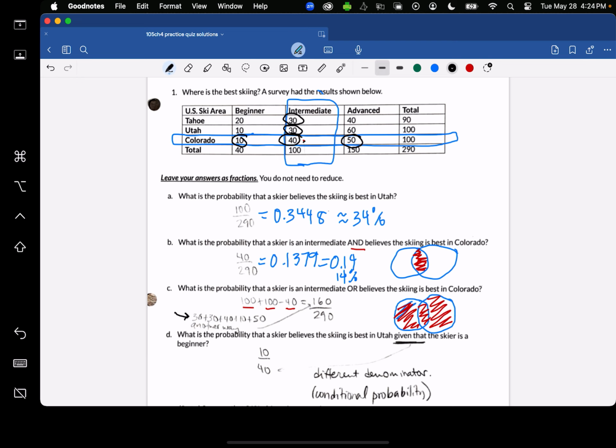Again, my instructions say not to go any further, but if you want to get a decimal, then the decimal would be 0.5517. So 0.55 is fine, that's 55%.